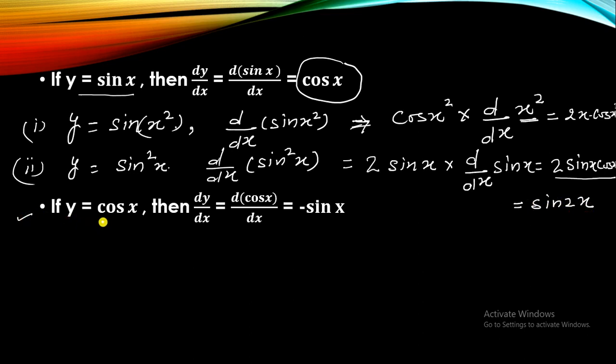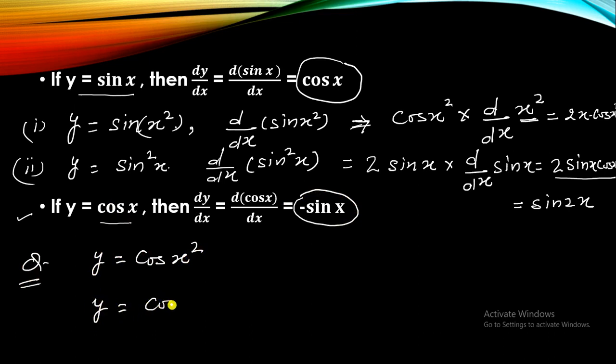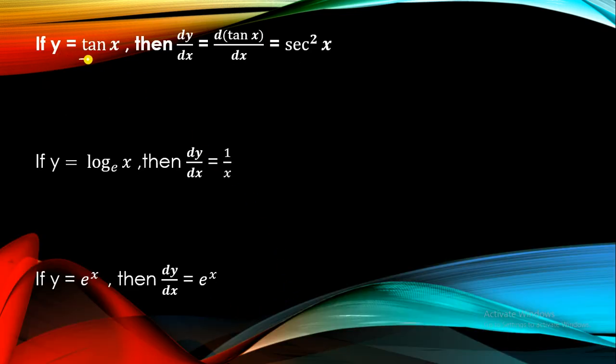Next formula: if y is equal to cos x, then differentiation of cos x is always minus sine x. Your homework for this formula: y is equal to cos x square and another y is equal to cos square x. Next, if y is equal to tan x, then differentiation of tan x is always secant square x. This is important. If y is equal to log to the base e of x, then dy by dx is always 1 by x. It means differentiation of log x is always 1 by x.